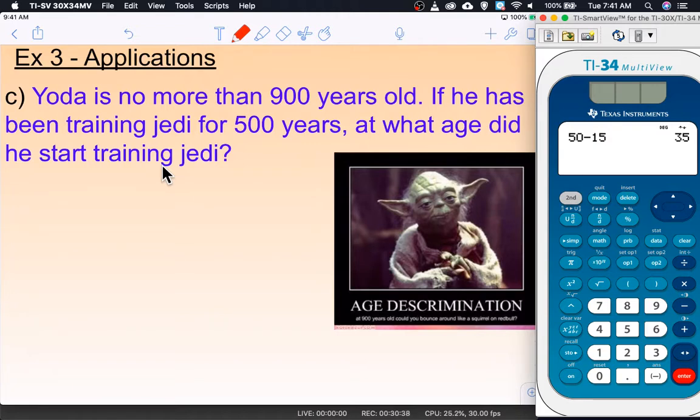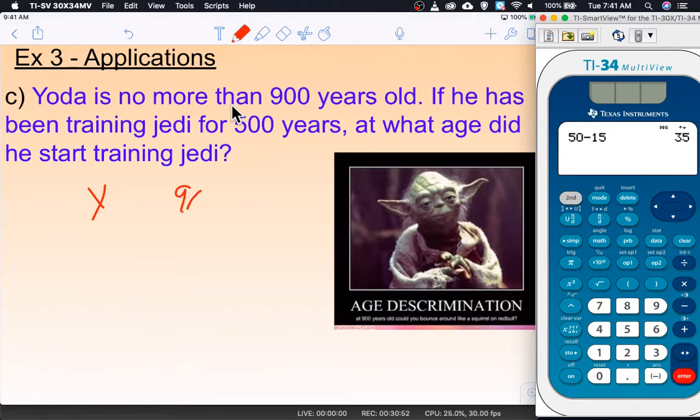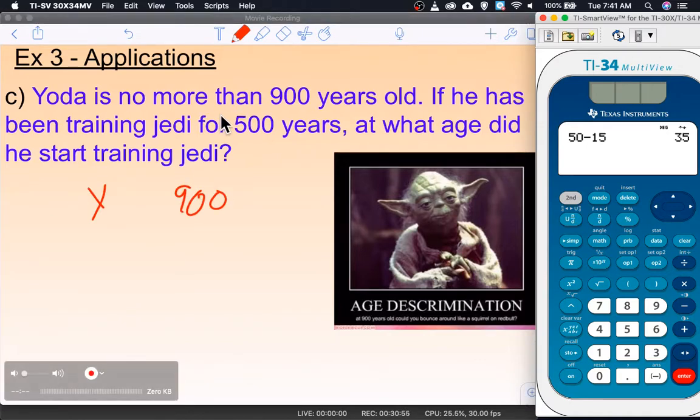So, we're talking about what age did he start training Jedi? Okay, so Yoda is not more than 900 years old. So Yoda something 900. I'm just brainstorming. If he's no more than 900, that means he's less than or equal to 900 years old. And if he's been training Jedi for 500 years, well, I guess I could just take 500 years off this, and I would get the age he started training Jedi. His age minus 500 would give me when he started training Jedi.